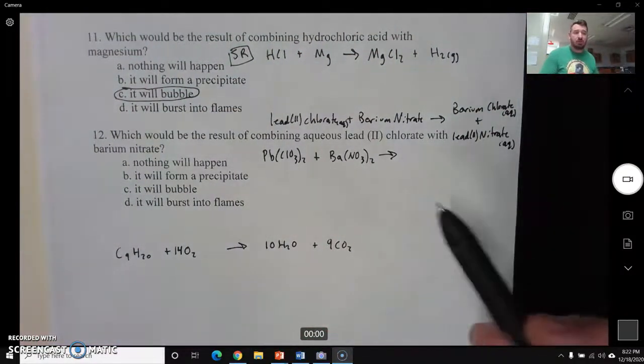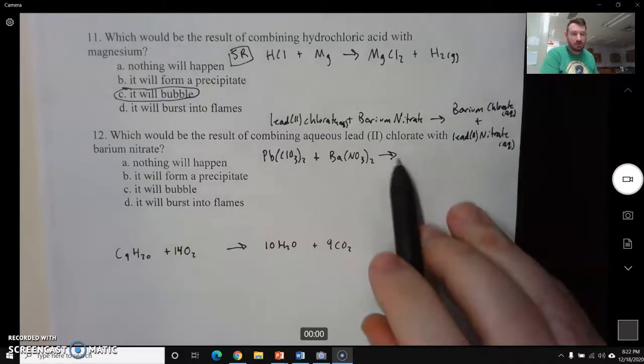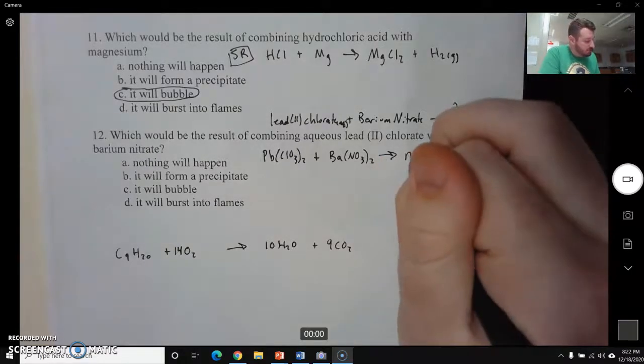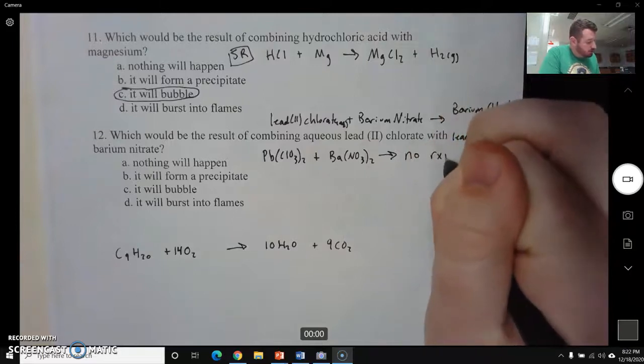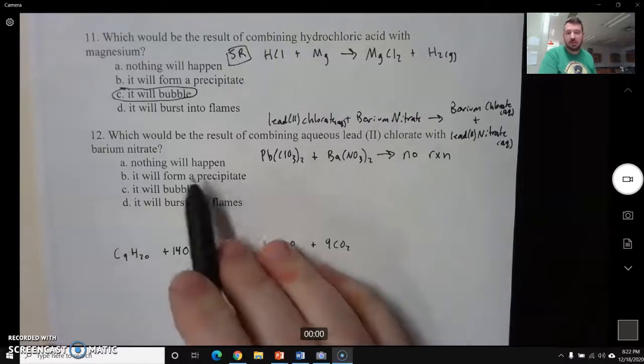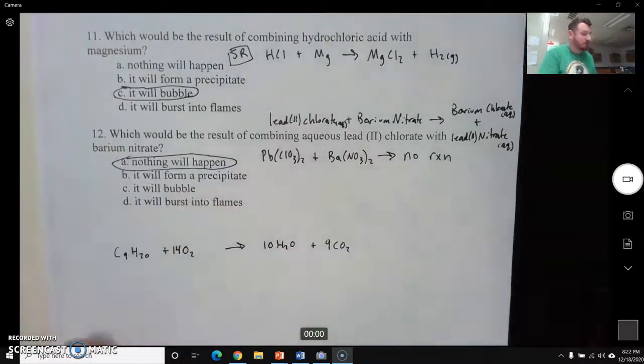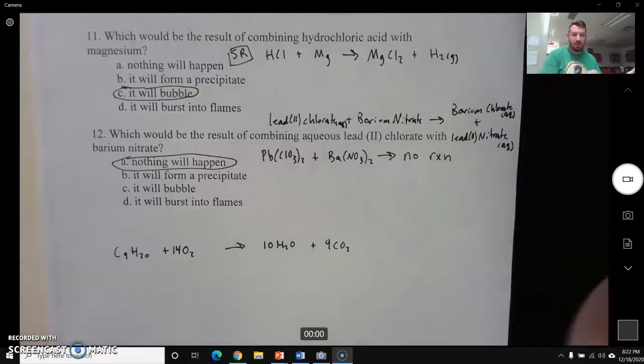In a double replacement reaction, if both of our products are aqueous, what actually happened was we had no reaction, and RXN is just an abbreviation for reaction. So what would happen? Nothing would happen. We just have a bunch of ions floating around in water. All right, so that ends my review video for you.